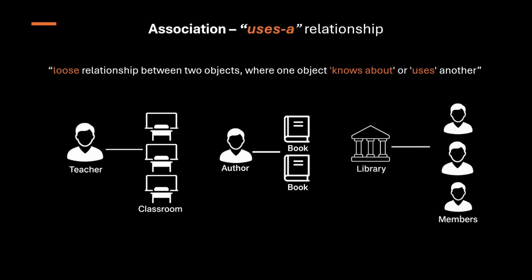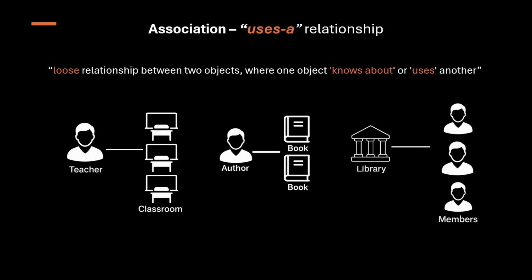On the right side, we see a library and its members. Library uses or associates with its members, and members also use the library. But there is no strong or permanent bond. They don't contain each other. There is no lifetime dependency between a library object and a member object. If a member leaves, the library still exists.